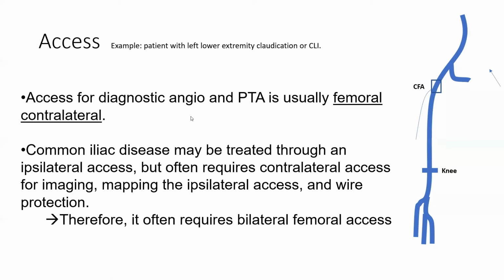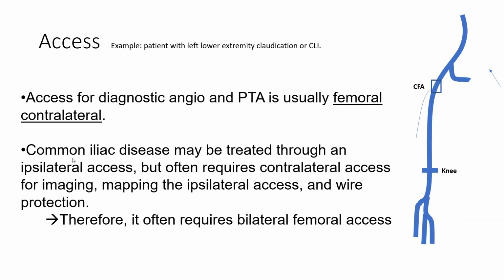Access in general for diagnostic angiography and intervention is usually femoral contralateral. I do my diagnostic angiography and intervention in the same setting. So, imagine we're taking a patient with left lower extremity claudication or CLI. The non-invasive testing has geared you in one direction as to where the disease is, but regardless, grossly, if I want to give you one simple approach that applies to the majority of the cases, is that you start your access femoral contralateral. There are 5 different accesses, but this is the most common classic one.